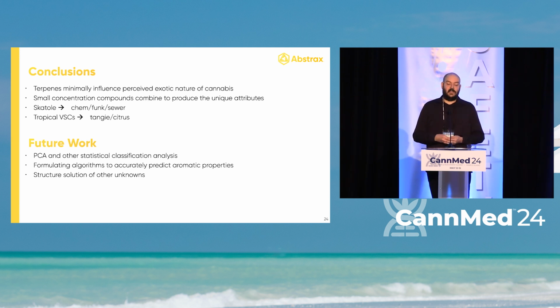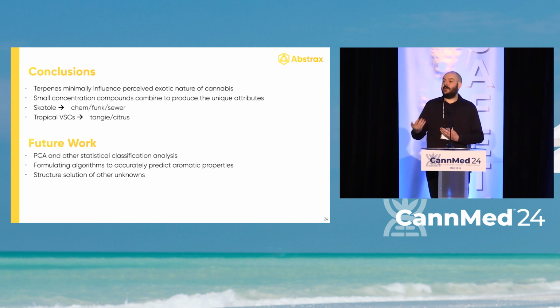Some of the future work we're looking into is PCA and other statistical classification analyses, different formulating algorithms to accurately predict some of these aromatic properties. Can we relate these into more digestible metrics for consumers? Obviously, this is very hard chemistry. These are very complex compound names. It doesn't really mean much to an end consumer. Putting 3-mercaptohexyl acetate on a container at a high level means nothing to them. If anything, it's probably scary, right?